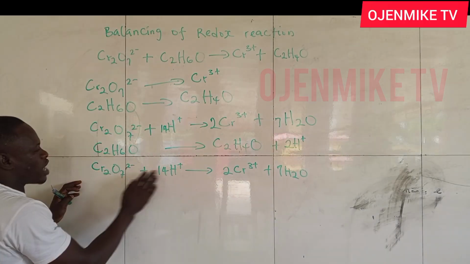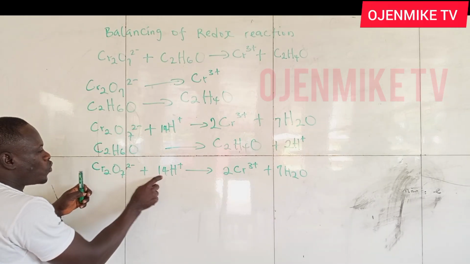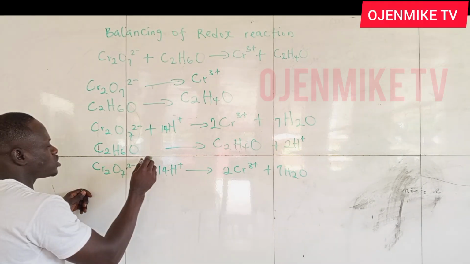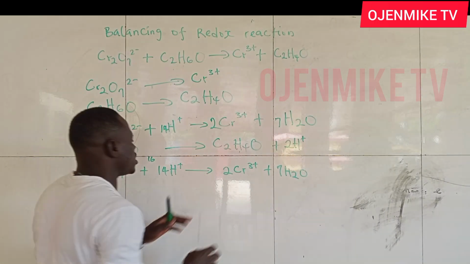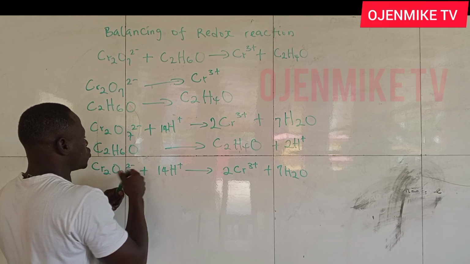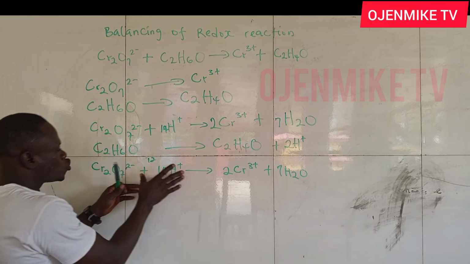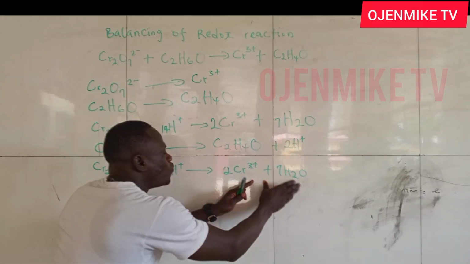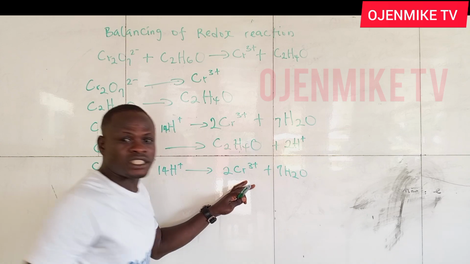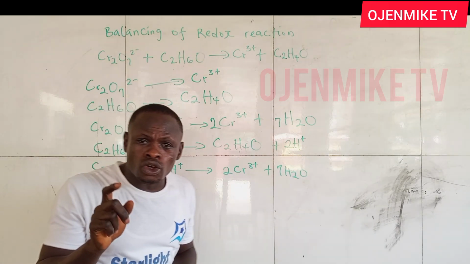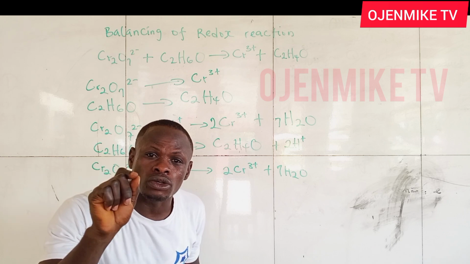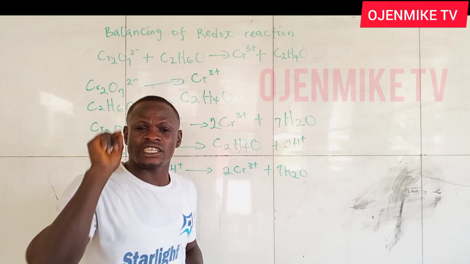In the reactant side we have 14. Of course, 14 minus 2 gives us 12. We have 12 charges here. We have 6 charges here. Are you following? Now, remember, in redox reaction, you must always add electron to the side with the highest charge.